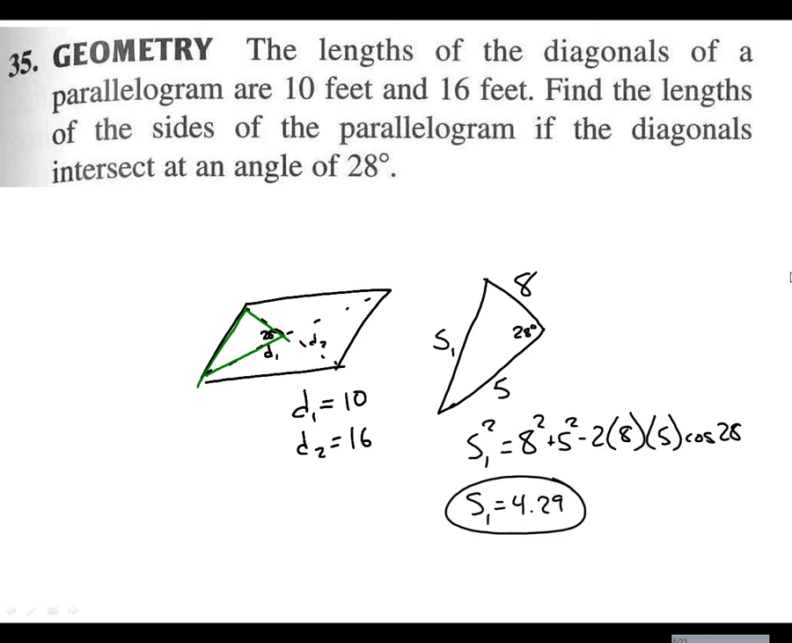And for the other one, it would be the exact same problem, except we would have this angle in here. And that angle is 180 minus 28, which is 152. So same problem, except we swap in 152. And let's do it again. 8 squared plus 5 squared minus 2 times 5 times 8 times the cosine of 152. And I end up with 159. Square root it. And we get side 2, 12.63. Two side lengths of the parallelogram.